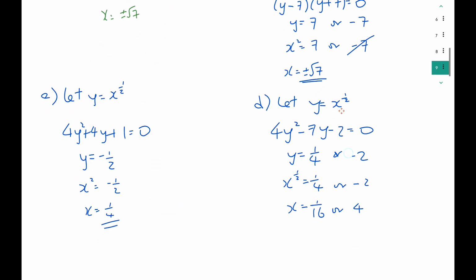D, you let y be x to the power of a half. So you again solve it. Square both sides this time because you have power of a half. To get rid of the power of a half, you square both sides, you get 1 over 16 or 4. When you square minus 2, you get positive 4. Same thing with this one, so you get x to the power of a quarter. And that's the end of the lesson.